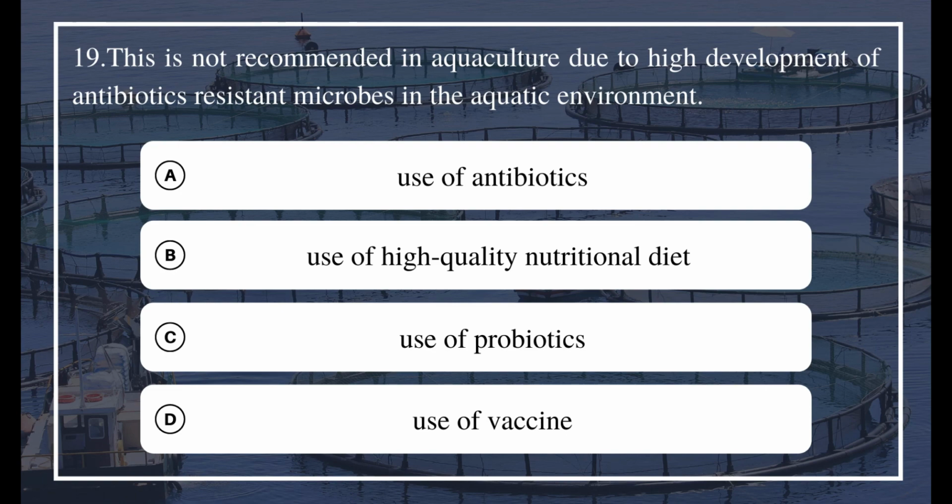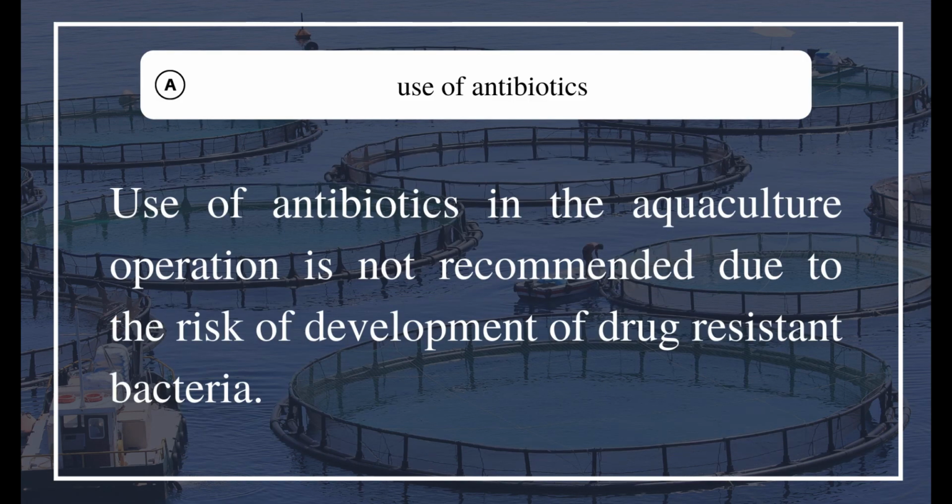19. This is not recommended in aquaculture due to high development of antibiotic-resistant microbes in the aquatic environment. A. Use of antibiotics. B. Use of high-quality nutritional diet. C. Use of probiotics. D. Use of vaccine. The answer is A. Use of antibiotics. Use of antibiotics in aquaculture operations is not recommended due to the risk of development of drug-resistant bacteria.